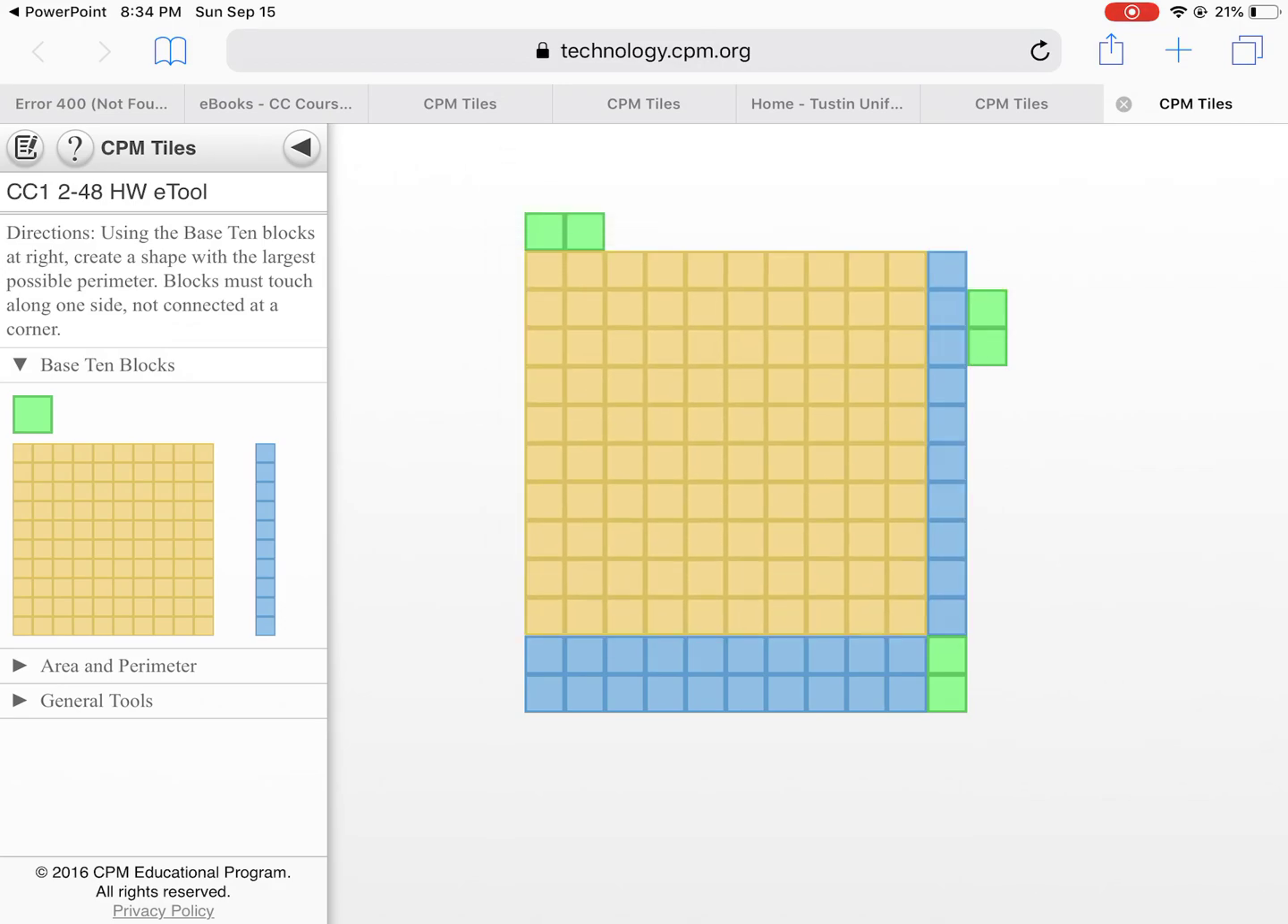Remember, we're not counting the squares. The squares will be the same. The area will be the same no matter where we put these things. And also, they have to touch the side like this. You can't put them on a corner like that. It's got to be on the side. That would work. This would not. This would not. It all has to be connected like that.